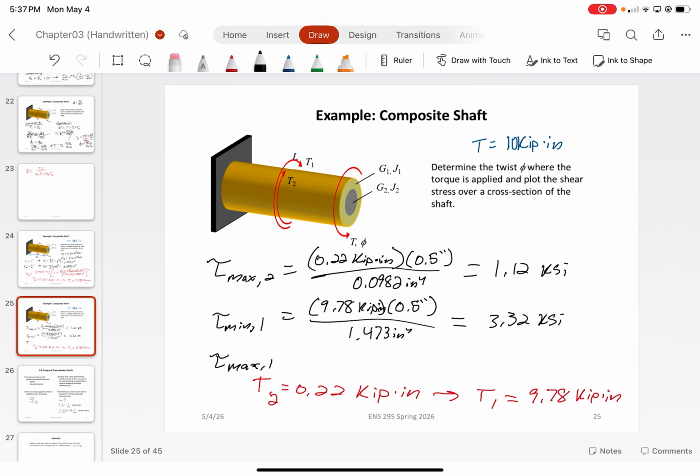And then, of course, you could determine the max stress in 1 by now just replacing that 0.5 with the 1-inch radius that we specified. So it's just double, which gives us a maximum stress of around 6.64 KSI.